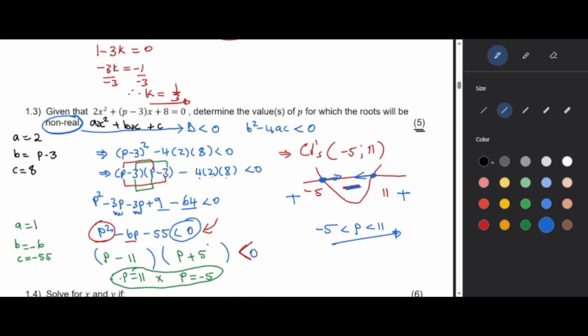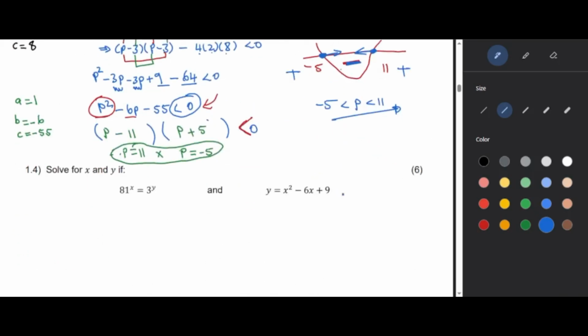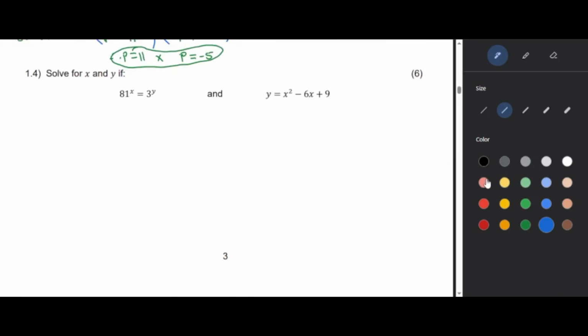And that's it for that question. Let's work on the last question of question 1, which is 1.4. This has to do with simultaneous equations. In order for you to master this one, you need to revise the laws of exponents, because you can see that we need to manipulate this equation to create one equation. So let's work on that.